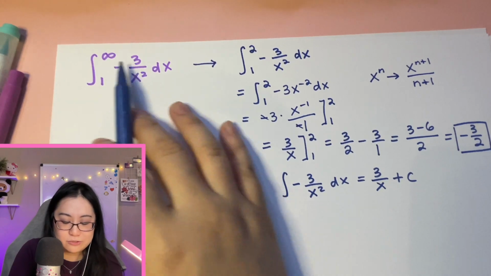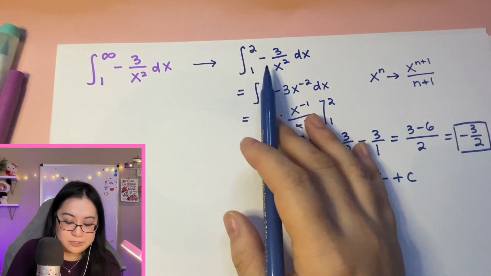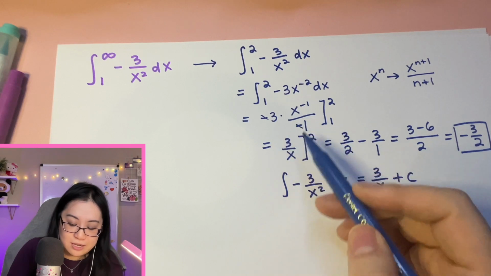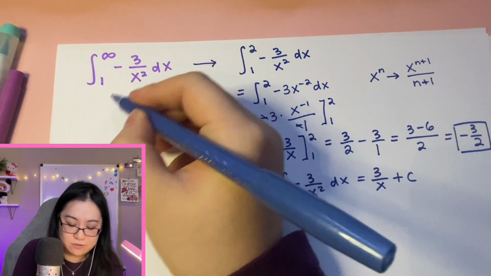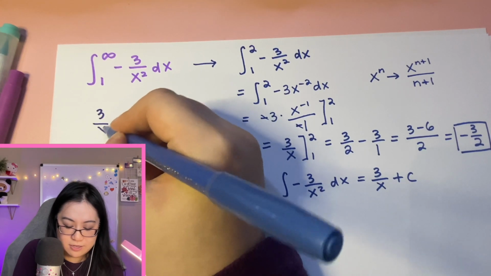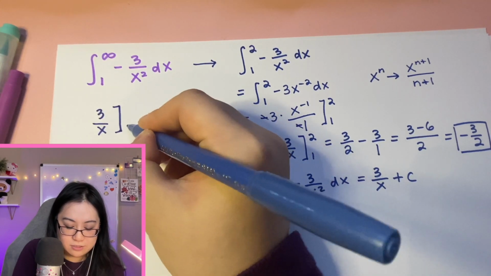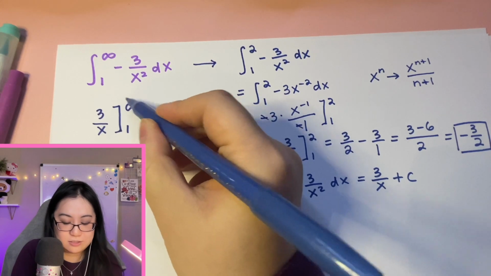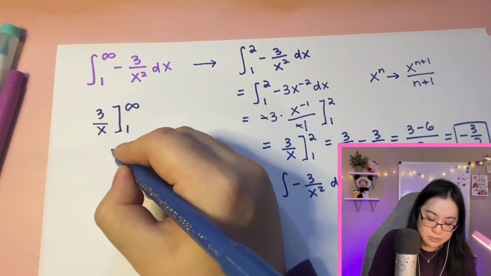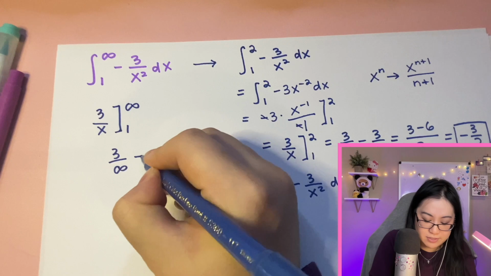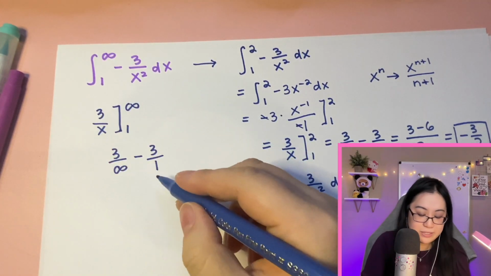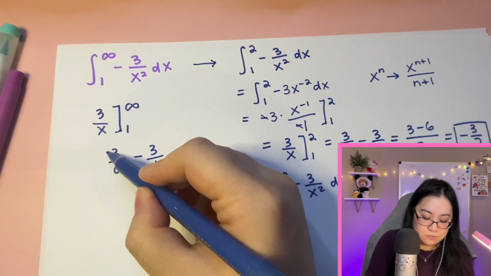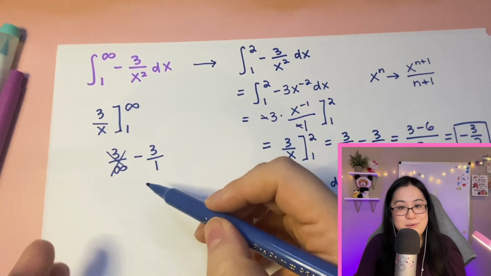So if I were to treat this like every other integration problem like this, I would get to this step, and I might get to the antiderivative of this is 3 over x, and then I might try to plug in this upper bound and do 3 over infinity minus 3 over 1, upper minus lower bound. But we cannot just divide by infinity.